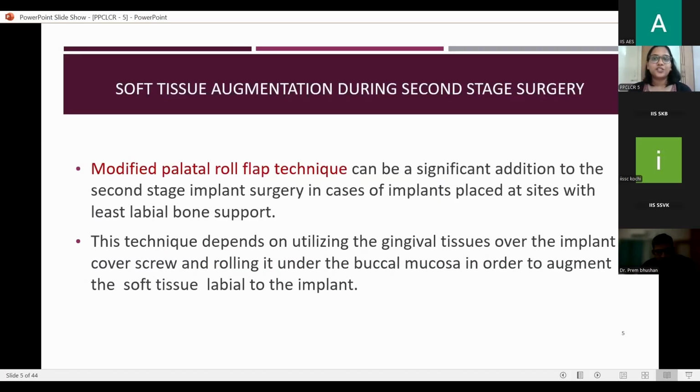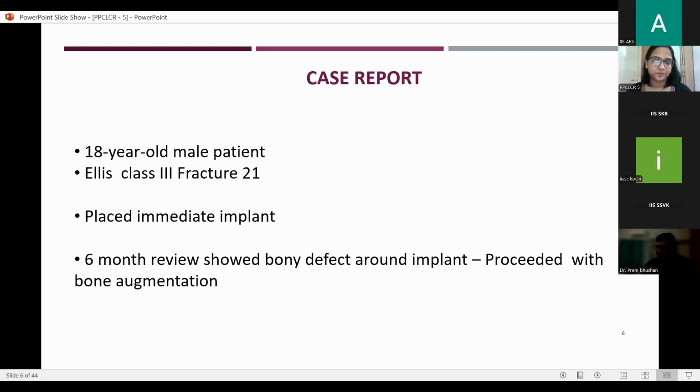Soft tissue augmentation during second stage surgery. The modified palatal roll flap technique can be a significant addition to second stage implant surgery in cases of implants placed at sites with least labial bone support. This technique depends on utilizing the gingival tissues over the implant cover screw and rolling it under the buccal mucosa in order to augment the soft tissue labial to the implant.